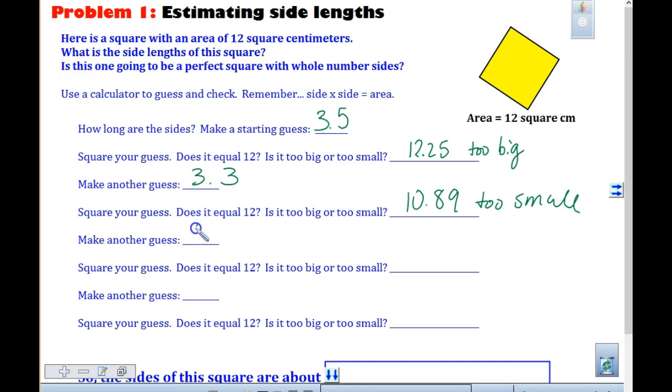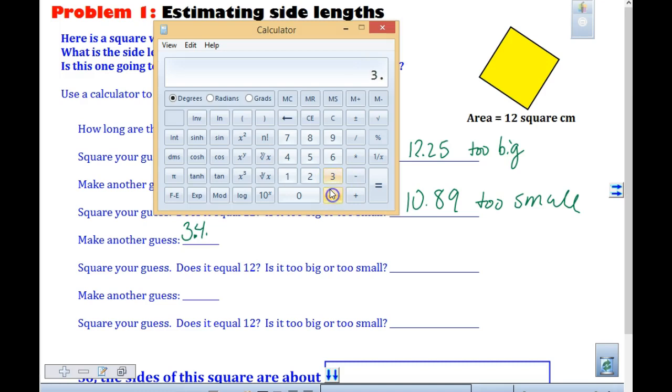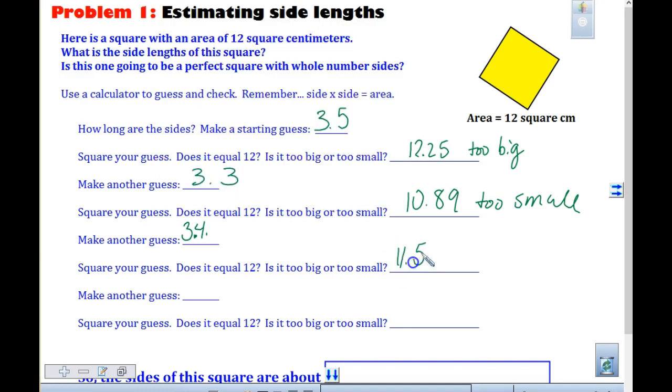3.4. I think that sounds good. We definitely want to go to 3.4. When you put 3.4 in your calculator, what do we get? Ooh, that's not what we wanted. 3.4 squared, 11.56. So, we're closer, right? But still too small.